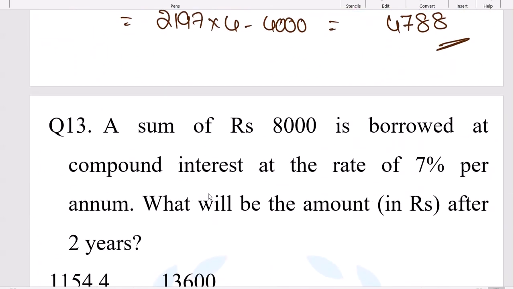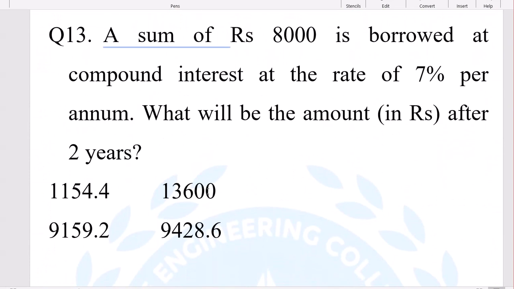11 done, 12 done, 13th one. You borrowed 8,000 at compound interest at the rate of 7% per annum. What will be the amount after 2 years? So, two ways of solving this question. One way: they are asking for the amount. Is it interest or amount? Amount. Amount means don't remove the principal.